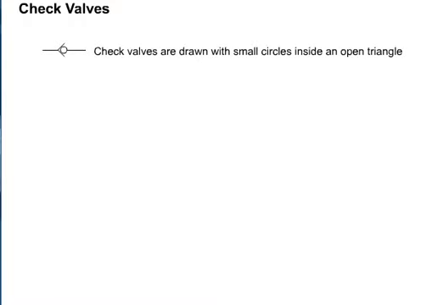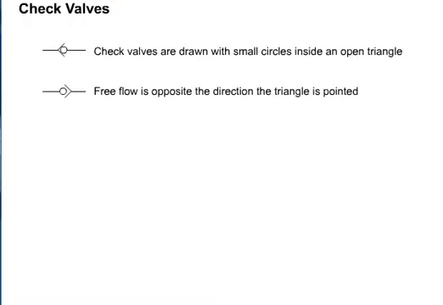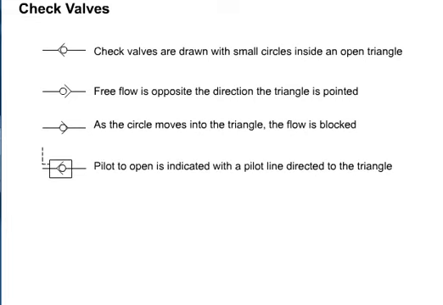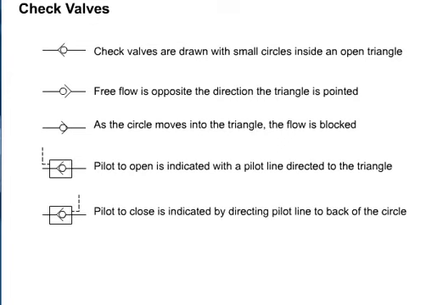Check valves. Check valve symbols are drawn with a small circle inside an open triangle. Free flow is opposite the direction the triangle is pointed. As the circle moves into the triangle, the flow is blocked or checked. Check valves may be piloted to open or to close. Pilot to open is indicated with a pilot line directed to the triangle, shown to push the circle away from the seal. Pilot to close is indicated by directing the pilot line to the back of the circle or into the seat.